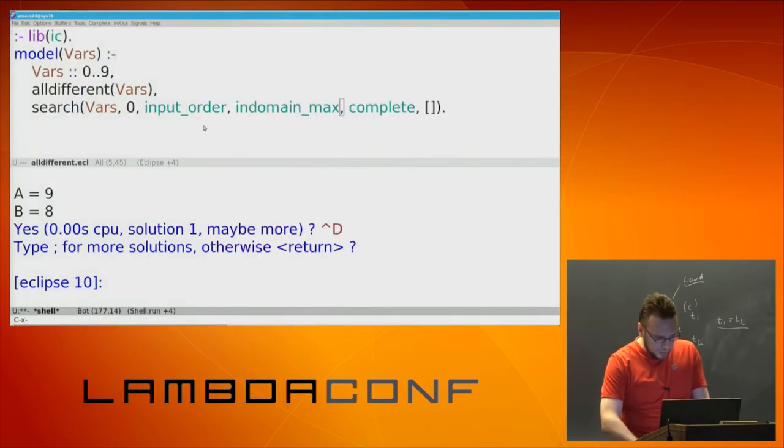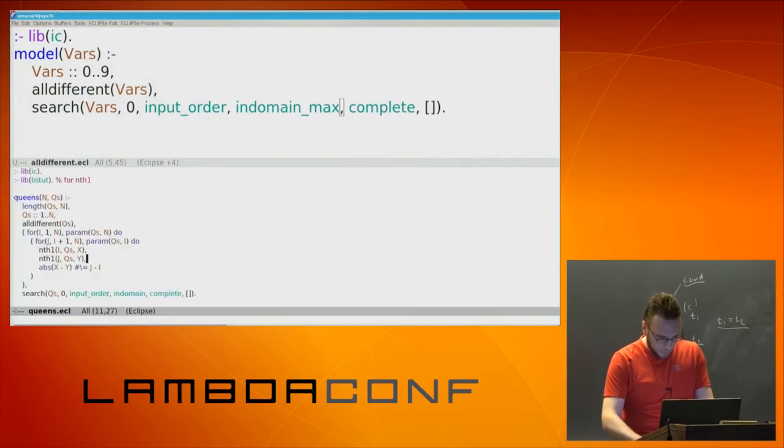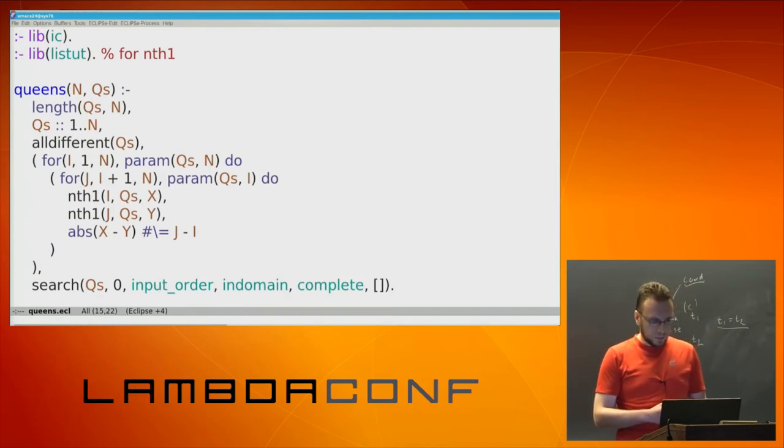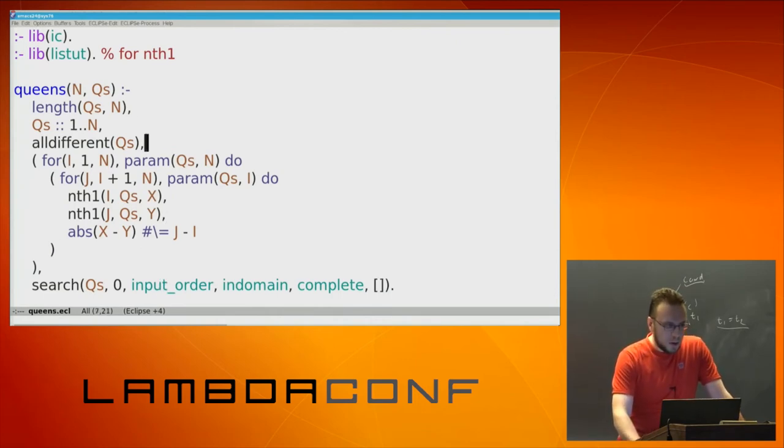How can we do it in ECLiPSe? This is the whole program. It's really compact. So again, we load the IC library for constraint programming. We load the lists utils library for getting a particular value from a list using an index. And there are 2 parameters. N is the number of queens and the size of the board at the same time. And we have our output parameter, the list of queens, our answer.